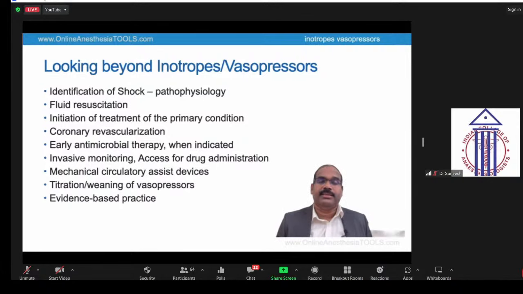Invasive monitoring may be instituted at the earliest, whenever it is available. The access for drug administration is not a major concern. You can start with peripheral administration and then move on to central venous access as and when it is ready or feasible. You need to think about mechanical circulatory assist devices like IABP in severe cardiogenic shock. And then once you're stabilized, titration or weaning off of vasopressors is also important, and you need to always keep abreast with the evidence-based practice and the guidelines of our societies to fine-tune your therapy.